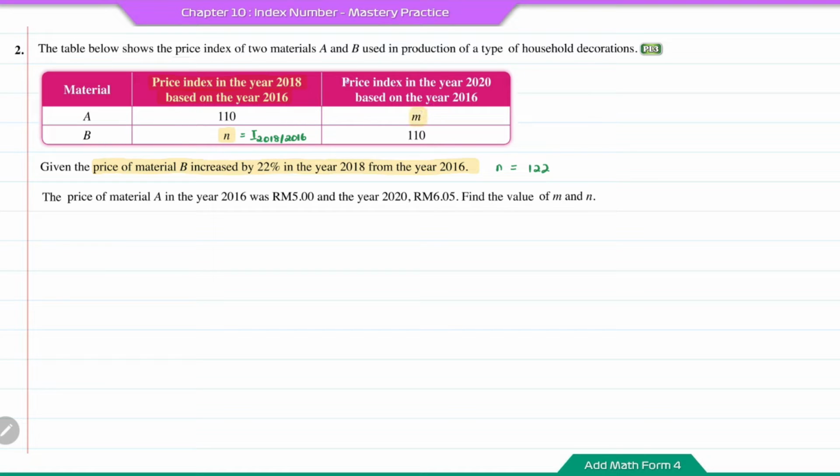As for M, it is the price index in the year 2020 based on the year 2016. And here we already have the price of material A in the year 2016 and in the year 2020. So to find the M, it will be 6.05 divided by 5 times 100, which is equal to 121.